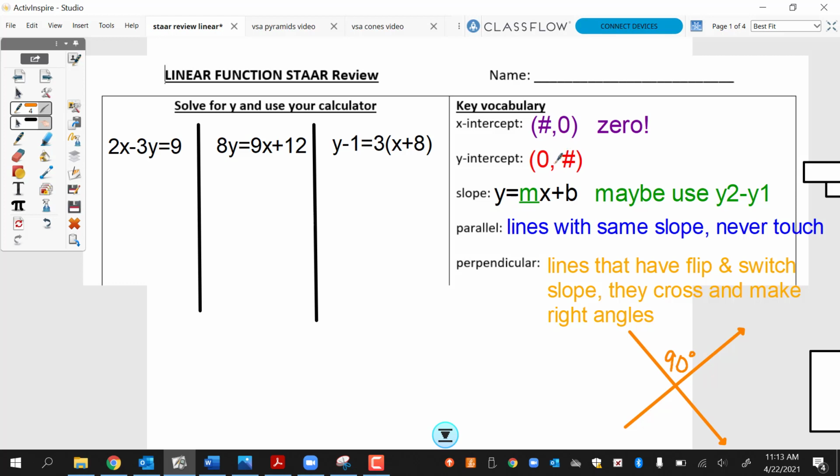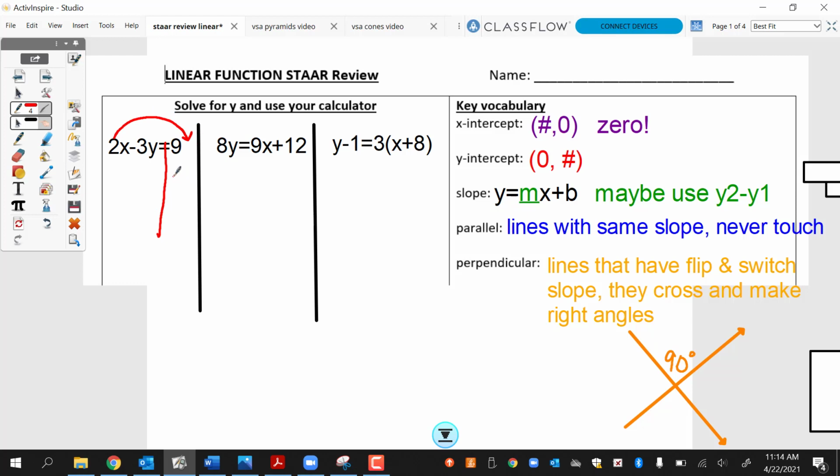So the main thing we're trying to do is, first of all, we have to know the vocabulary. Second of all, in order to type it in the calculator, we have to know how to solve for y. There are different ways your equation can look, and we need to know how to solve each of these for y. The first one is standard form, which means the x and the y are both on one side.